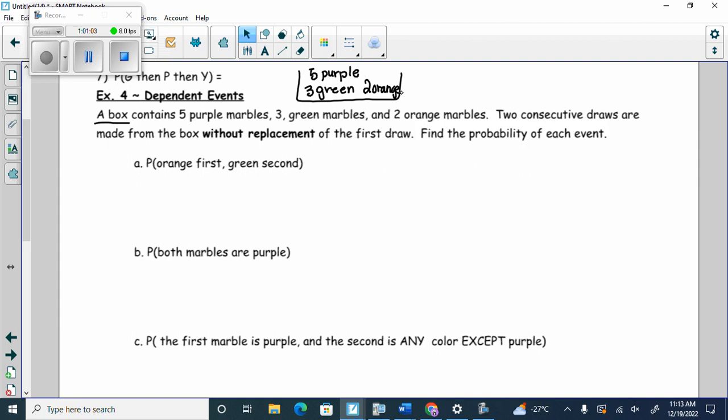So let's read. 2 consecutive draws are made from the box without replacement. What is this? Dependent or independent? Dependent, because they depend on each other. Because I'm not replacing it. So it's the probability of getting an orange and then a green. Well, if it's dependent, I do the probability of orange times the probability of green, given that I'm holding an orange.